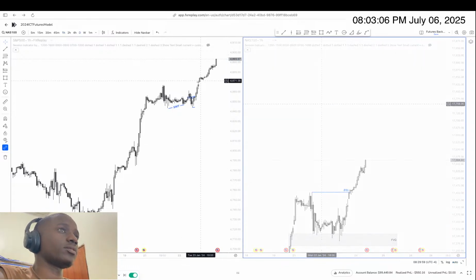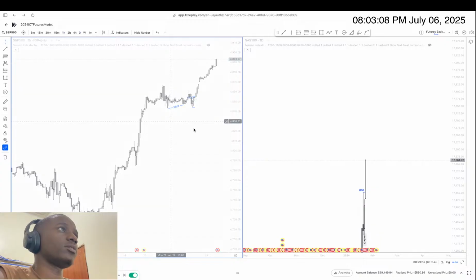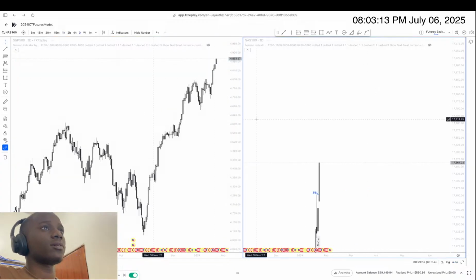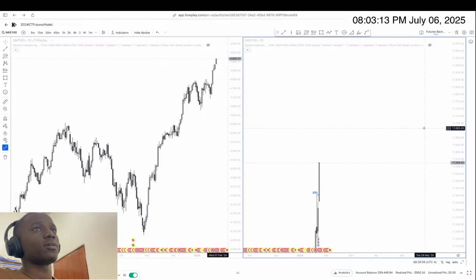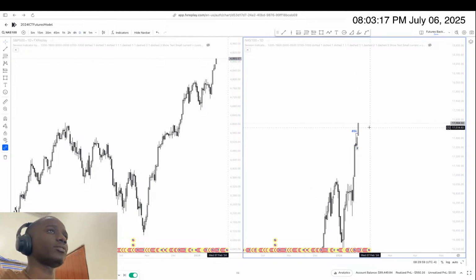On the daily, you can see that we're at all-time highs, and yeah, so we're extremely bullish. So we'll be looking for buys here, nothing else. Okay, the 1 hour.